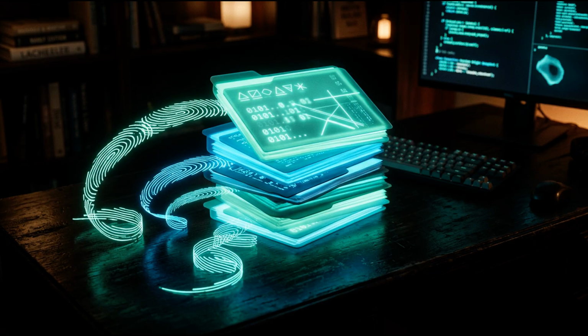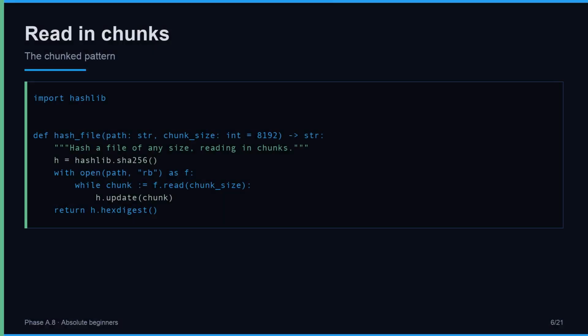Strings are not the only thing you can hash. Any file on disk, a photo, a zip, a database, has a fingerprint. Here is the chunked pattern. Create an empty hasher. Open the file in read binary. Loop: read a small chunk, say 8 KB, feed it to update, and repeat until read returns nothing. The walrus operator := assigns the chunk and tests it in one go. The hasher keeps a running state internally, so chunk by chunk the final hash builds up. Memory stays tiny, just the chunk size, no matter how huge the file is.